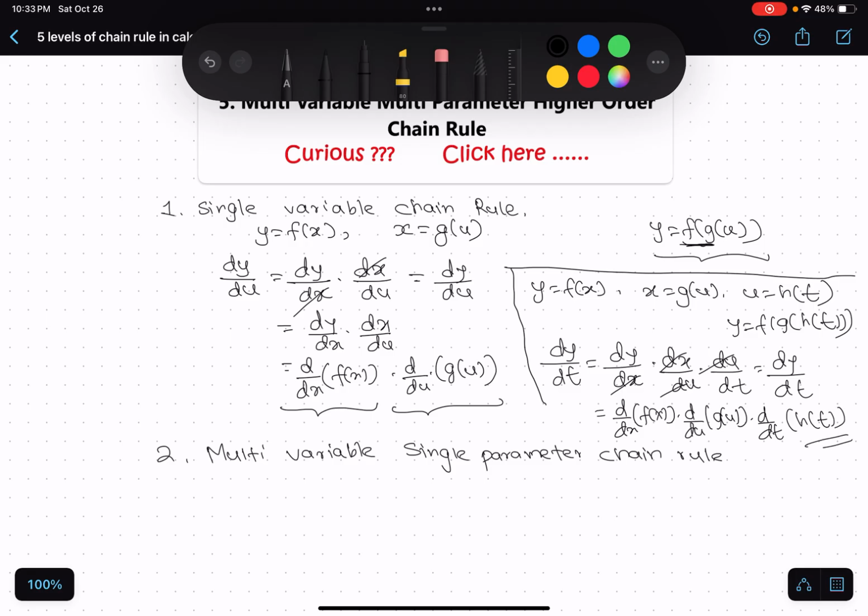Okay, now let's go with this one, the multivariable single parameter chain rule. Let's say we have a function g which is a function of x and y, right? And again these x and y are based on t. Let's say x and y are functions of t, g1 of t and g2 of t, right? Now if I want to differentiate g with respect to t, in this case we will need the multivariable single parameter chain rule, and let me try to introduce this in a more intuitive way.